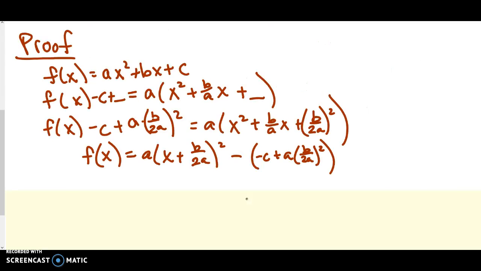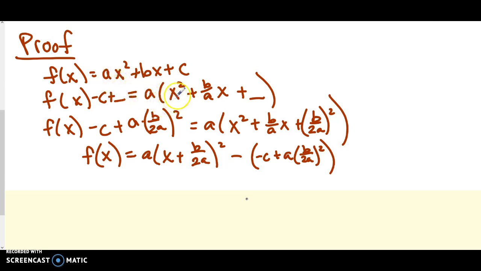So let's just take a look at this first proof. I'm starting with this quadratic function in standard form. I'm going through the process of converting it to vertex form. And notice that I'm just leaving it in this vertex form with a, b, and c. So I brought the c over.